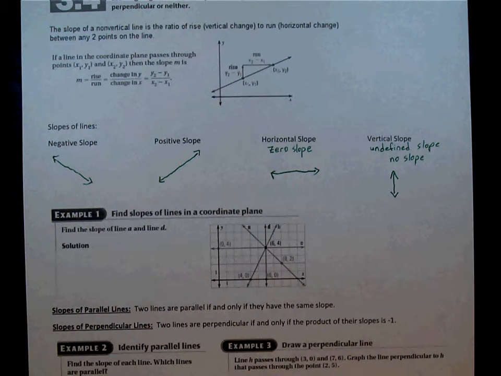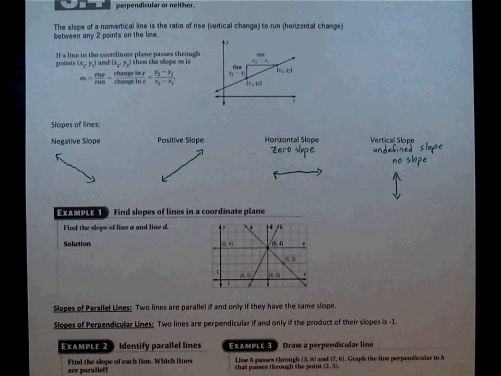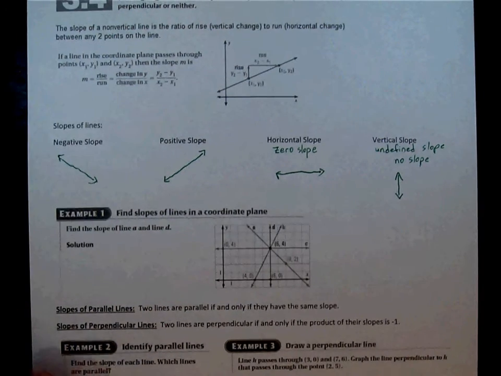No slope can be easily confused with 0 slope. So make sure we understand that 0 is a number. No slope doesn't mean 0 slope. It actually means there is no slope because it actually has no run. Your denominator is undefined.